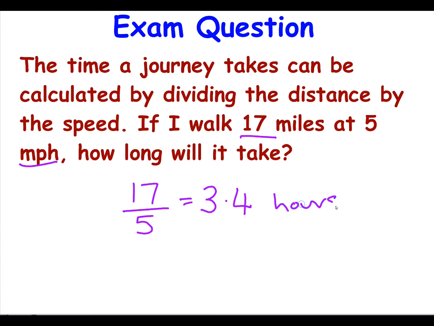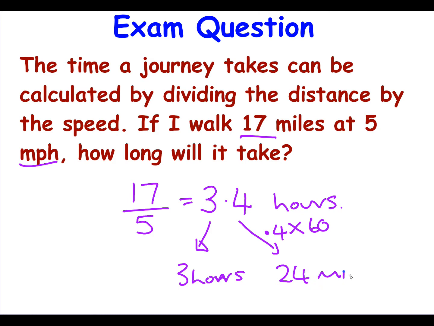So that's in hours. Now, we don't in the real world say, oh yes, my journey took 3.4 hours. We tell people how many hours and minutes it takes. So the 3 hours doesn't change. Your journey still takes 3 hours, but 0.4 of an hour, which is 60 minutes, means you end up with 24 minutes. So my journey took 3 hours and 24 minutes, not 3.4 hours.